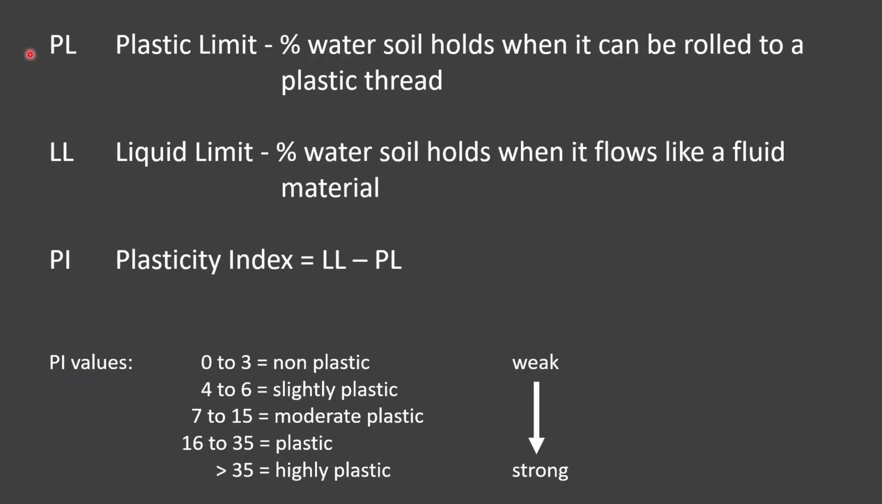The definitions to cover here this week are your PL, your plastic limit, and that's the moisture content or the percentage of water that the soil can hold when it can be rolled to a plastic thread without crumbling apart. The liquid limit, the LL, is the percentage of water that the soil can hold right when it starts to flow like a fluid material. And both of these two values, the PL and the LL, are simply water contents, right? It's the water content of the soil when it's behaving according to these properties.